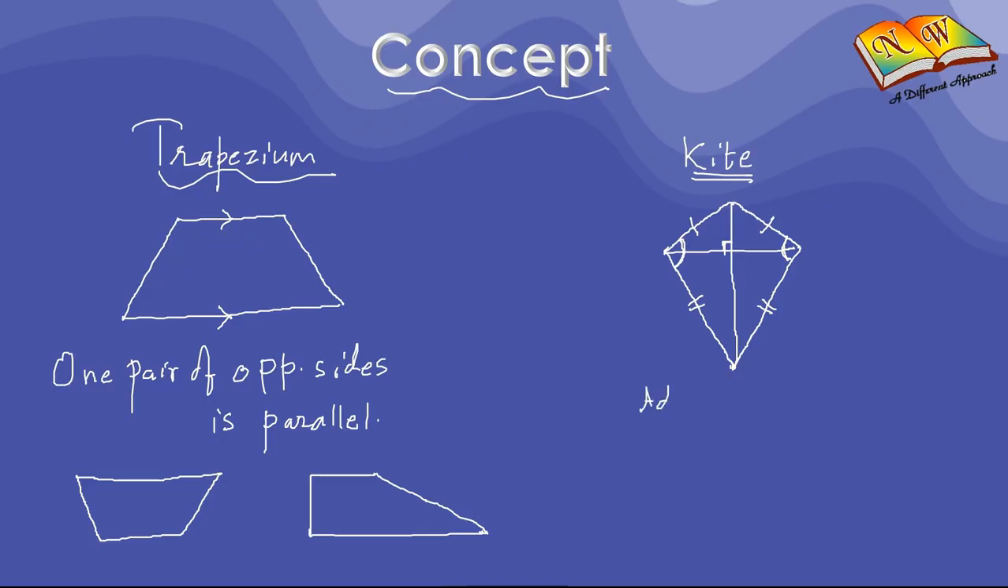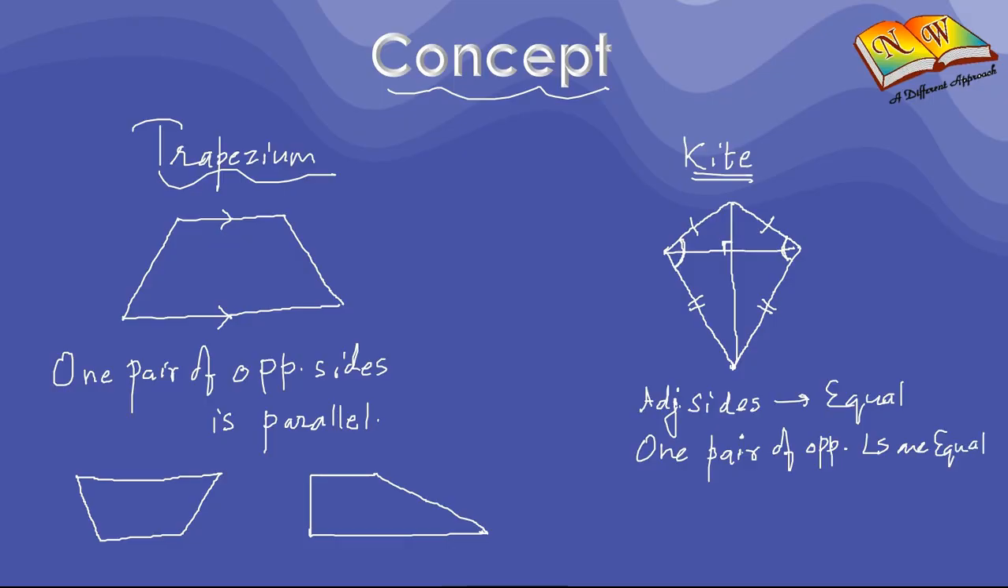So when we talk about the adjacent sides, they are equal. Not all adjacent sides, but each pair of adjacent sides are equal. One pair of opposite angles, only one pair, is equal. And then the final property is the diagonals. The diagonals of a kite are perpendicular. Now these are some of the properties of a kite.